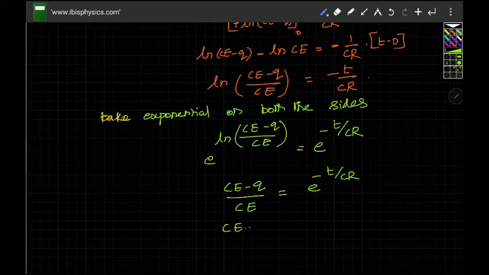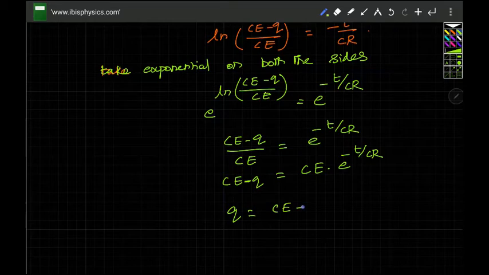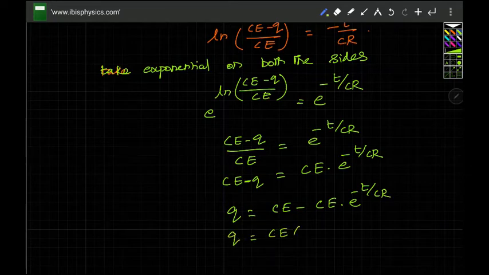So Ce minus q equal to Ce into e power minus t by CR. Then here it is minus, actually not a multiplication. So q is equal to Ce minus Ce into e power minus t by CR. Then q is equal to Ce into 1 minus e power minus t by CR.